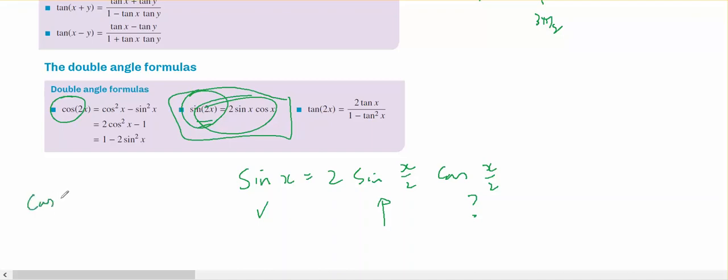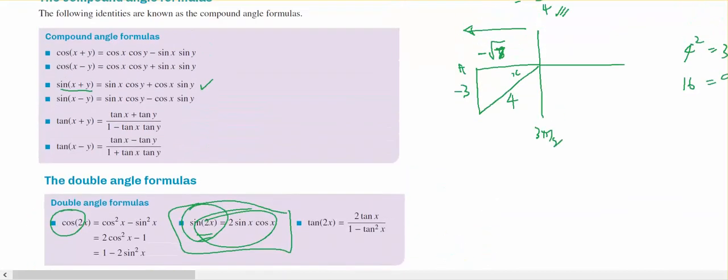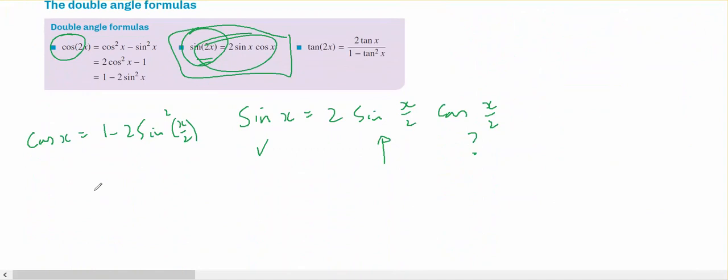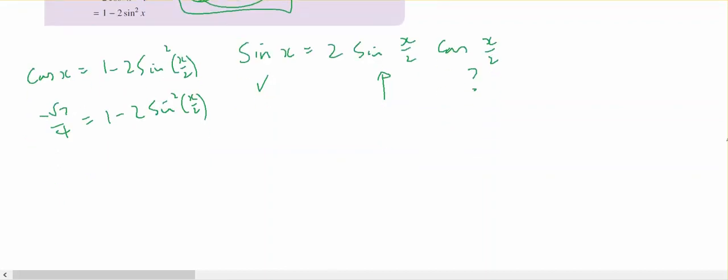That the cos of x will equal 1 minus 2 the sine squared of x on 2. That's what the double angle formulas mean. I know the cos of x. The cos of x is equal to negative root 7 on 4. It's going to equal 1 minus 2 sine squared of x on 2. So if I move this, 2 sine squared of x on 2 equals 1 plus root 7 on 4.